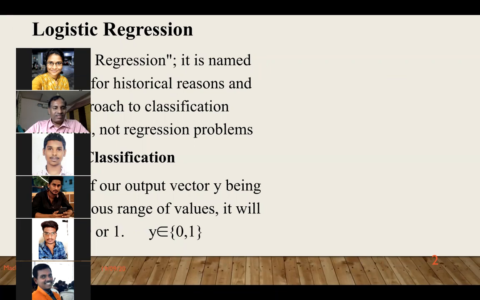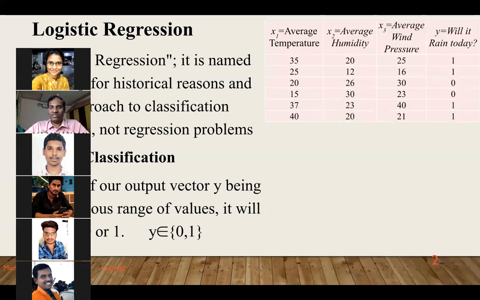Here, when we compare with linear regression, where our output vector y is a continuous range of values, it will only be 0 or 1. Earlier, in linear regression, any real number could come when we applied it. Now we are restricting the output to be always either 0 or 1. So your y column will have only two values, either 0 or 1.